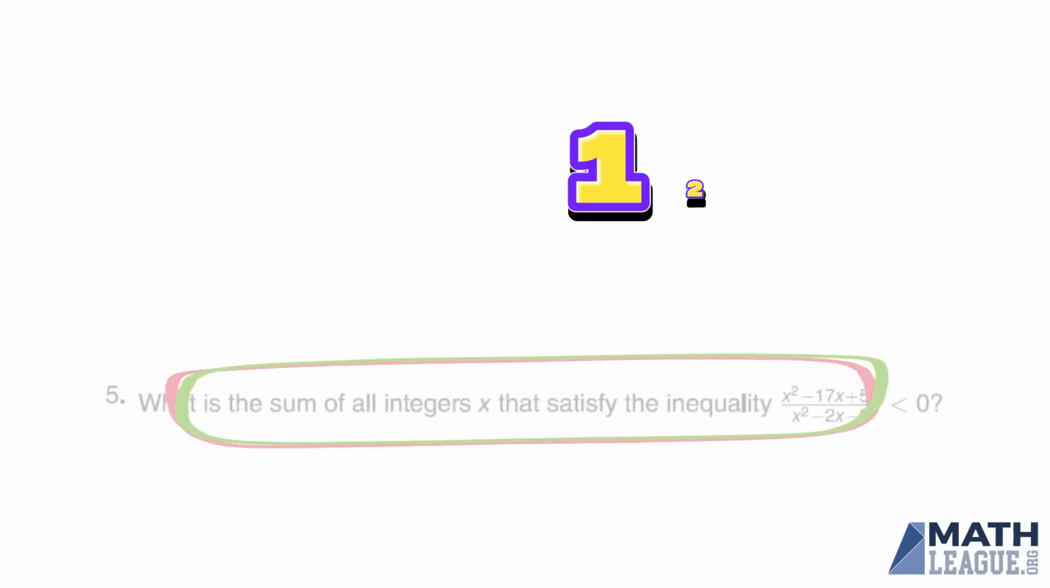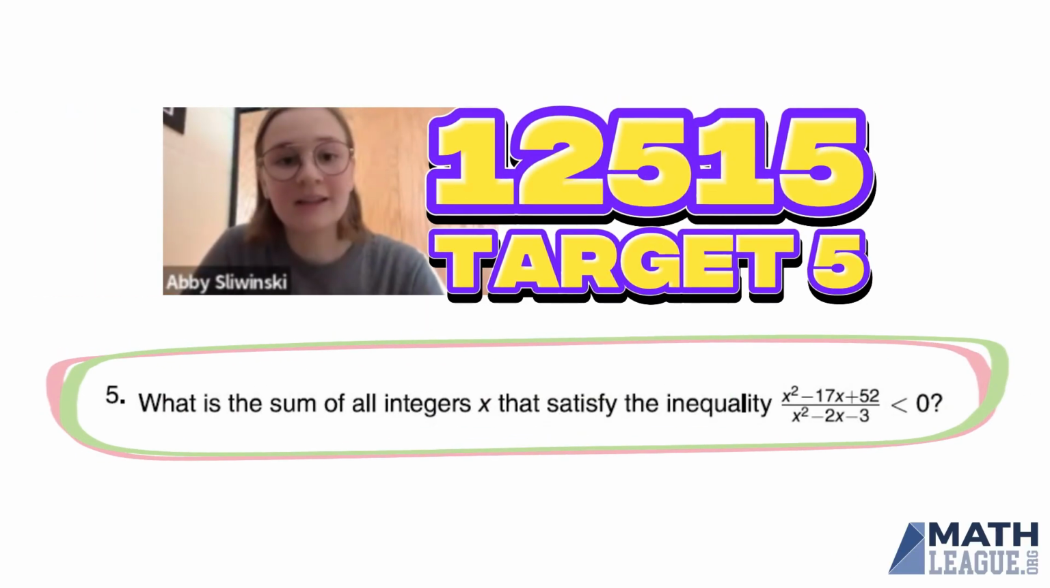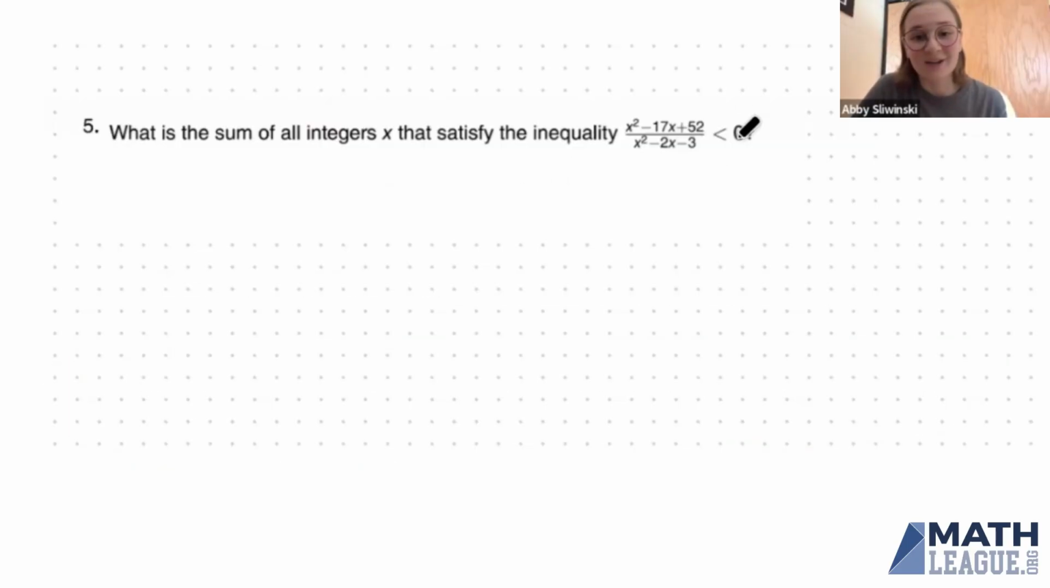So the problem says, what is the sum of all integers x that satisfy the inequality (x squared minus 17x plus 52) over (x squared minus 2x minus 3) is less than 0? So my first step when I look at a big scary equation like this is factoring. Factoring usually makes things simpler.